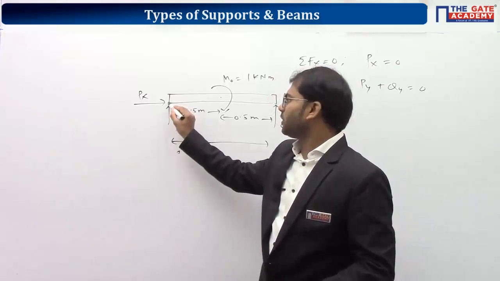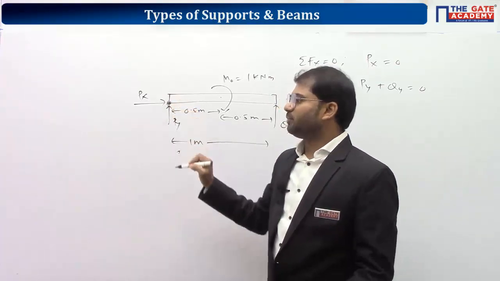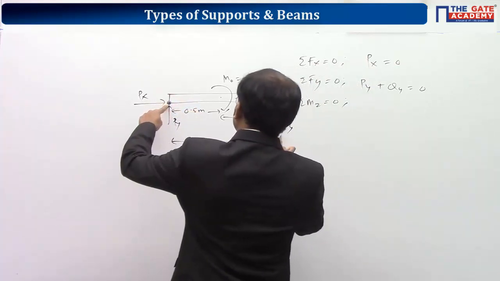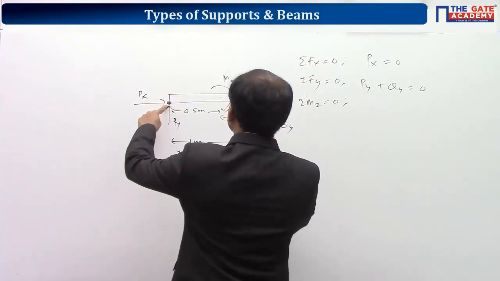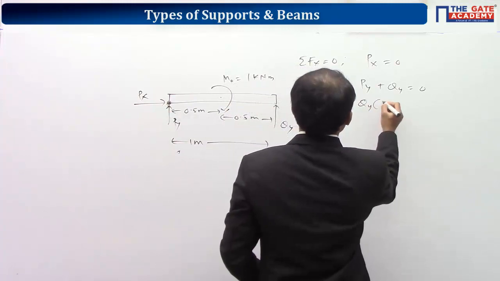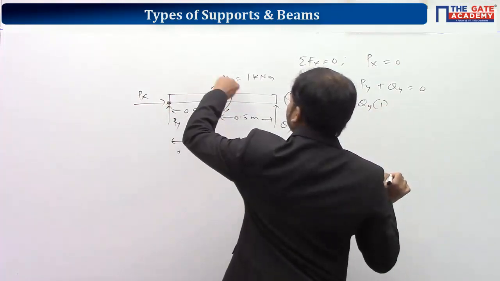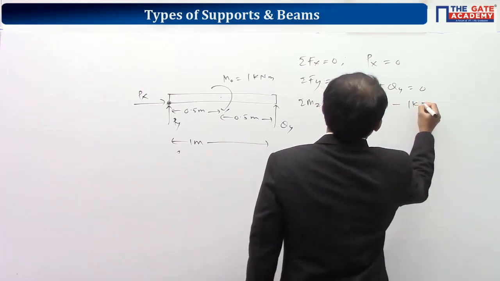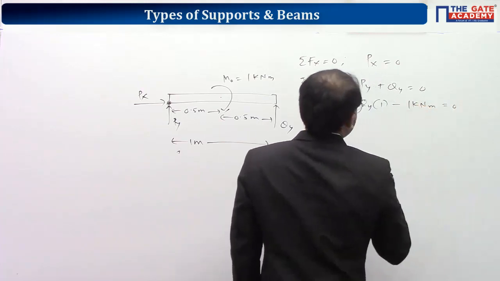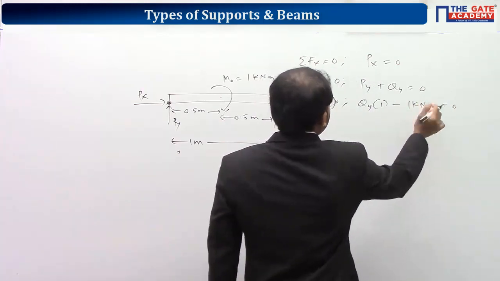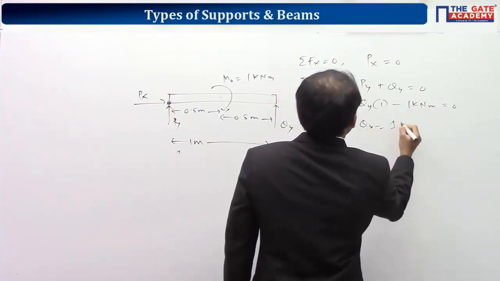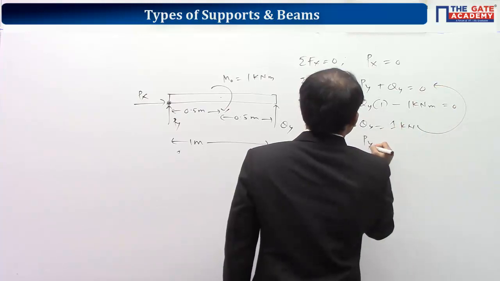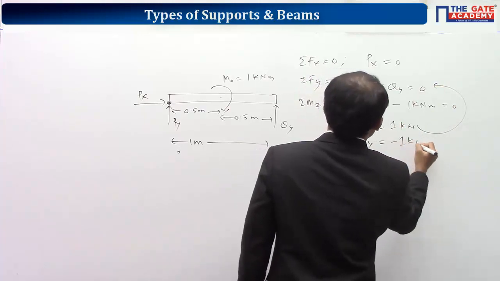I'll take about this point because more unknowns are there, Px and Py. If I take about this point, Qy is there. Qy is giving rise to rotation, that is Qy into 1 anti-clockwise, and the moment is there already, which is giving rise to clockwise rotation. So Qy into 1 minus 1 kilonewton meter equal to 0. Here the meter will cancel, so Qy comes out to be 1 kilonewton. Substituting this in the earlier equation gives you Py equal to minus 1 kilonewton.